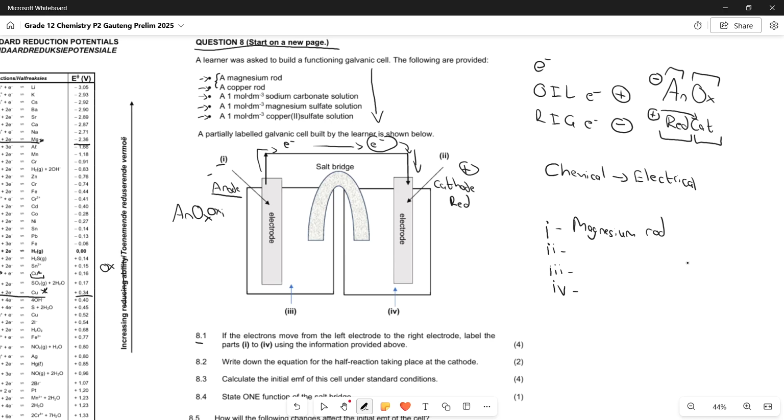That means 2 over here, our cathode, will be our copper rod by elimination. And that means we've dealt with both of the electrodes. Now we just have to see which solution would work best with each of them. Because as we can see here, we have magnesium sulfate and copper 2 sulfate. Sodium carbonate is the odd man out because it doesn't have the same metal as the rod.